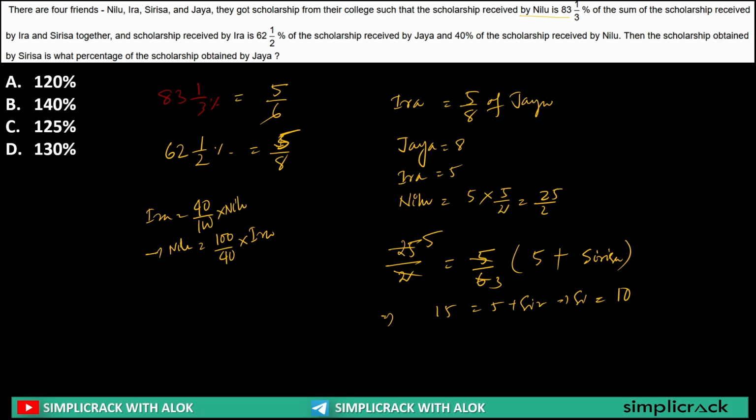Now what is written? What is the percentage scholarship received by Sirisa on Jaya? So it is 10 by 8 multiplied by 100%, which is 125%. So the percentage is 125%.